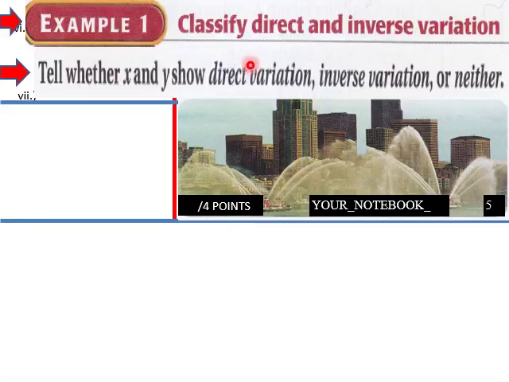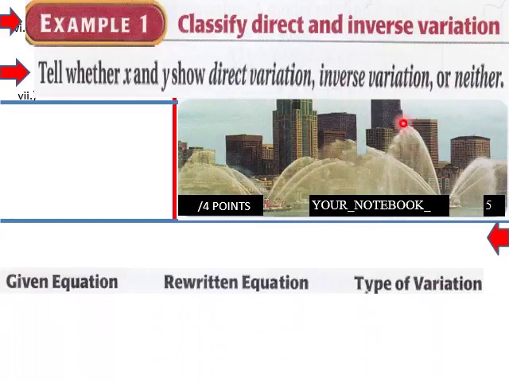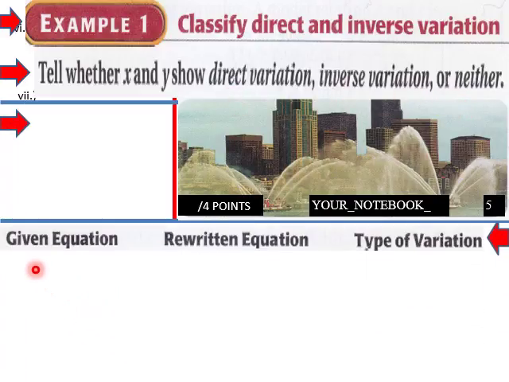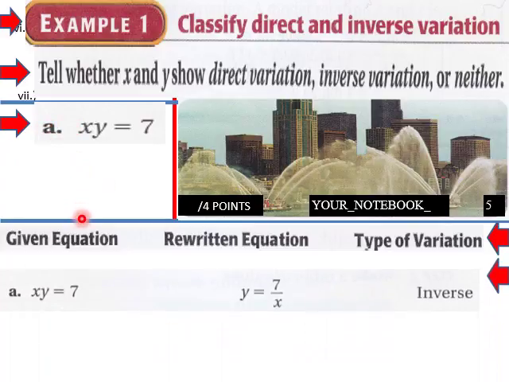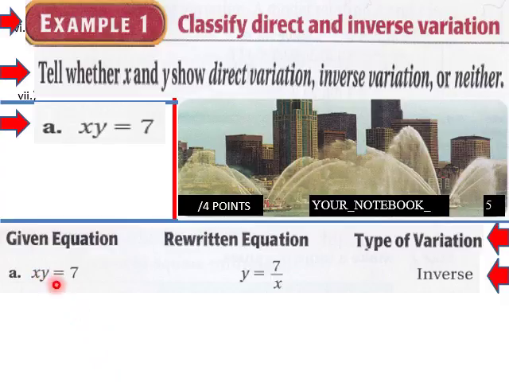Example 1, classify direct and inverse variation. Tell whether x and y show direct or inverse variation or neither. So here is a table here. A, xy equals 7. xy equals 7 can be rewritten this way: y equals 7 over x, which is inverse. So we move our x over to this side over here.